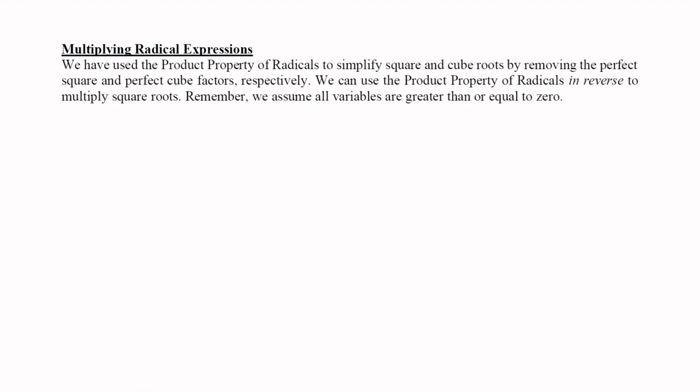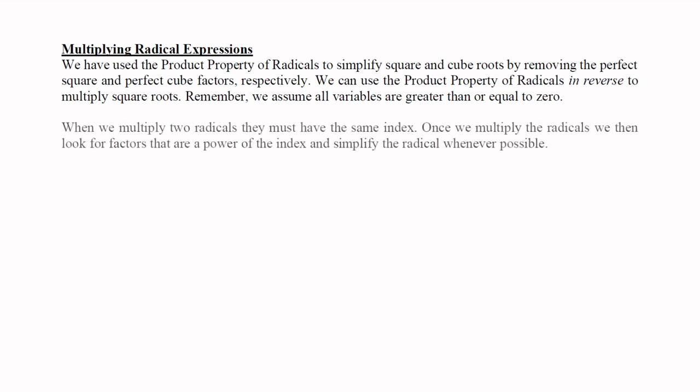We have used the product property of radicals to simplify square and cube roots by removing the perfect square and the perfect cube factors. We can use the product property of radicals in reverse to multiply square roots. Remember, we assume all variables are greater than or equal to 0. When we multiply two radicals, they must have the same index. Once we multiply the radicals, we then look for factors that are a power of the index and simplify the radical whenever possible.